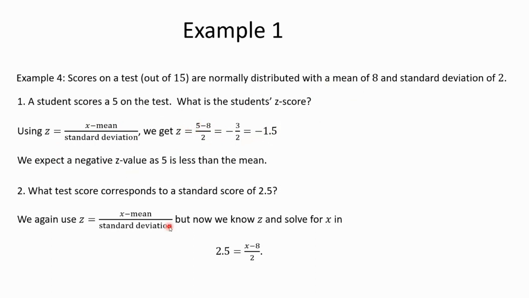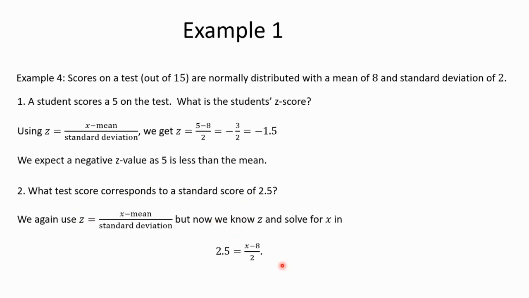Here's another one. What test score would correspond to a standard score of 2.5? In other words, if we have a z-score, or standard score, same thing, of 2.5, what data value would correspond to that? So in terms of the formula, what does x have to be for z to be 2.5? That's really what we're asking here.